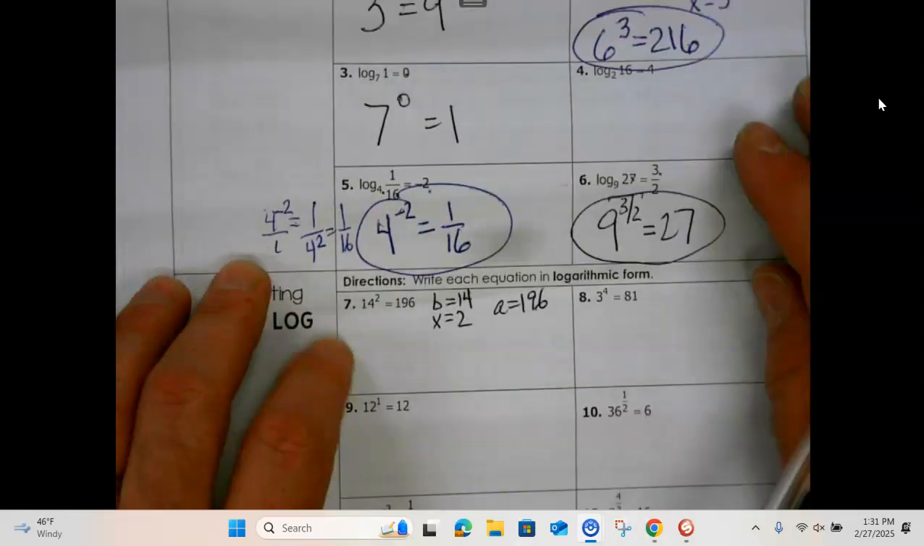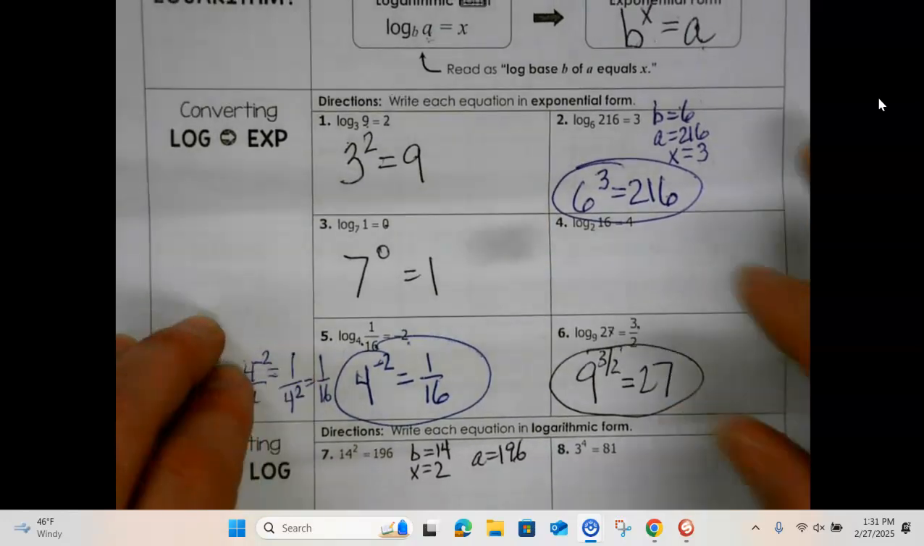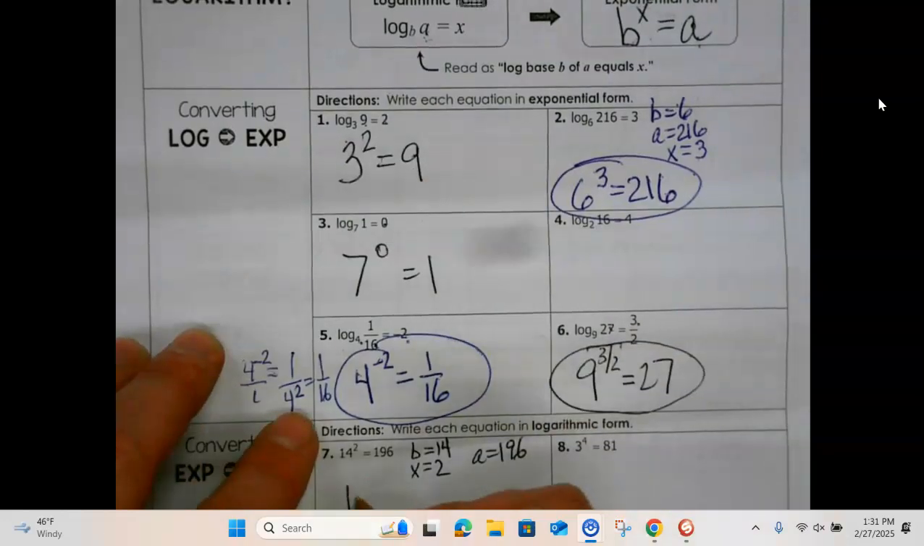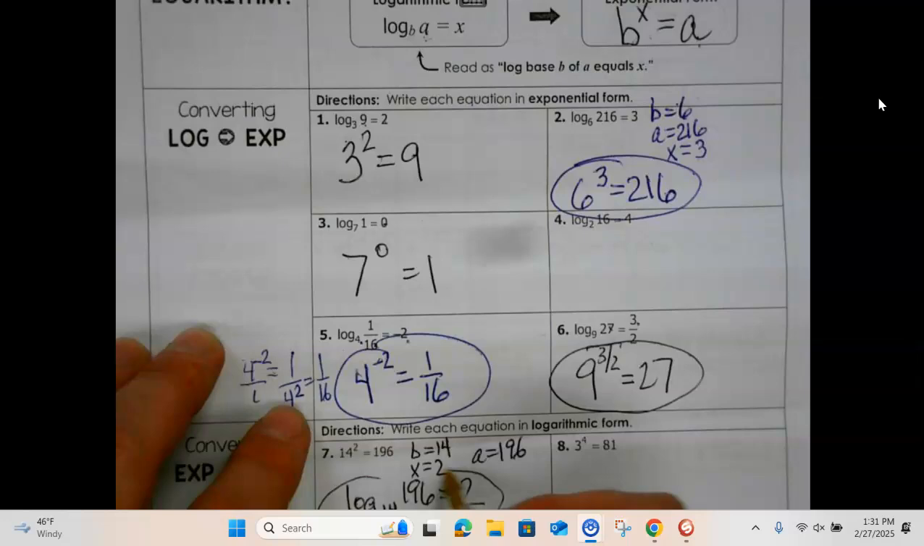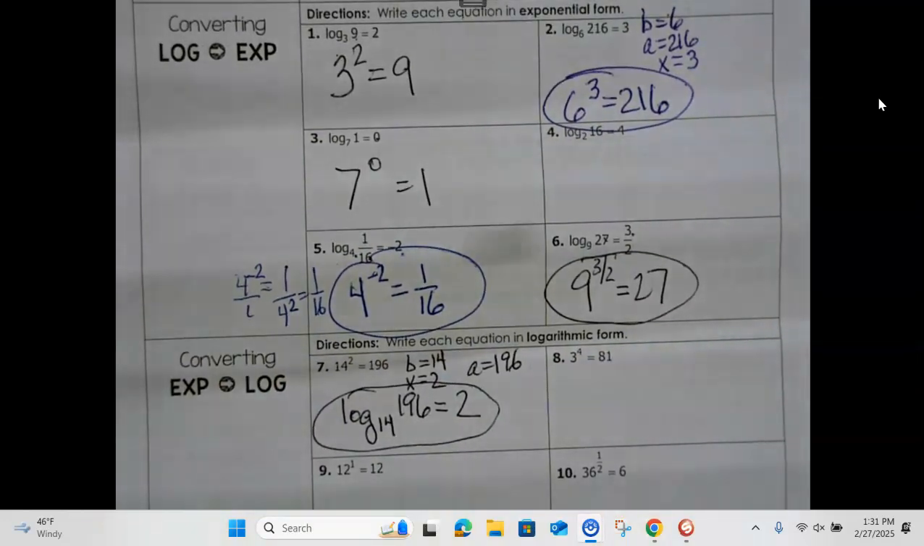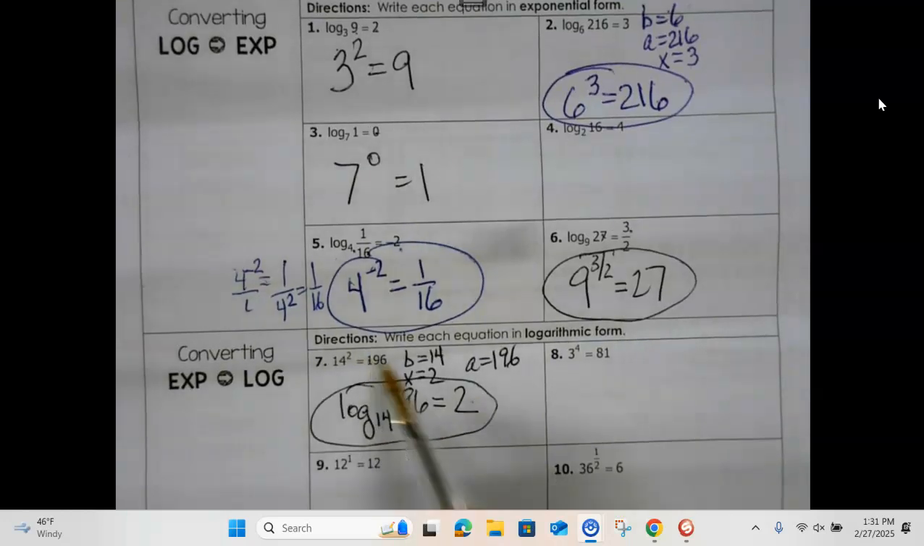And so then, can I get this all on the screen? Maybe this first one I can. There's the form I'm looking for: log base B of A equals X. Now this one, you're probably not going to know off the top of your head if you've written it correctly, unless you remember: base, exponent, answer. 14 squared is 196. It's just getting used to it.